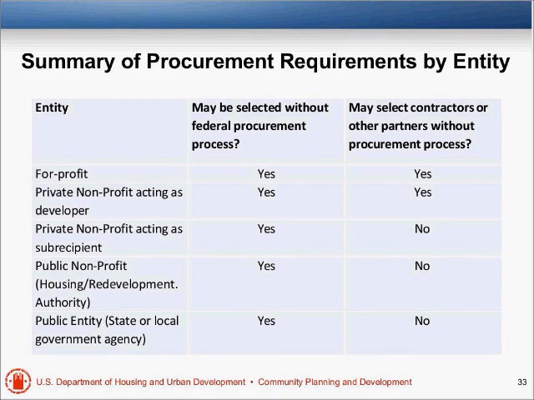So they can be selected without the federal procurement process, but they cannot select contractors or other partners without following the procurement rules. Same thing with a public agency. They have to follow procurement when choosing their contractors or partners. But everybody on the list can be chosen without following federal procurement. Most people don't do it that way.